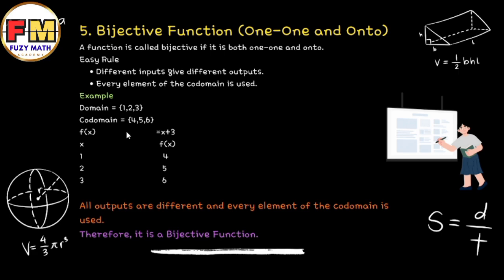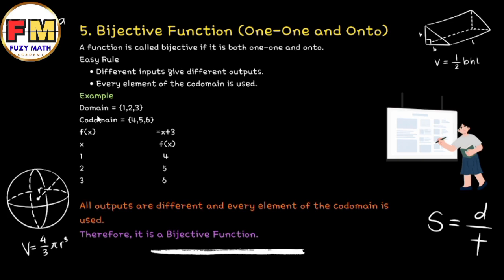Fifth, bijective function, that is also called one-one and onto function. A function is called bijective if it is both one-one and onto. Easy rule: different inputs give different outputs. Every element of the codomain is used.